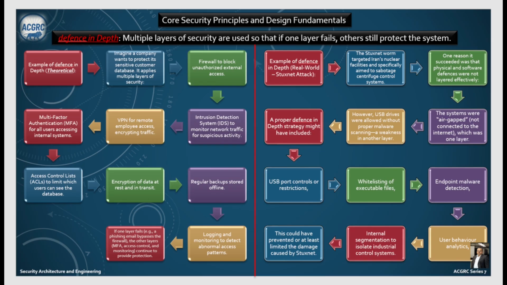So this is a case where defense in depth was not in place, or not effective enough, and the attack was successful. Had this defense in depth been in place, it could have either stopped it completely or at least reduced the damage. I hope these two examples, the theory as well as the actual, help in understanding the concept of defense in depth.